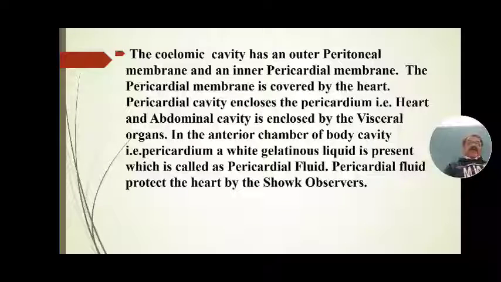The abdominal cavity encloses all the visceral organs or alimentary canal. By name, it is also called the visceral cavity. The abdominal cavity, or visceral cavity, and the pericardial cavity are the two important compartments found in the coelom of the body.